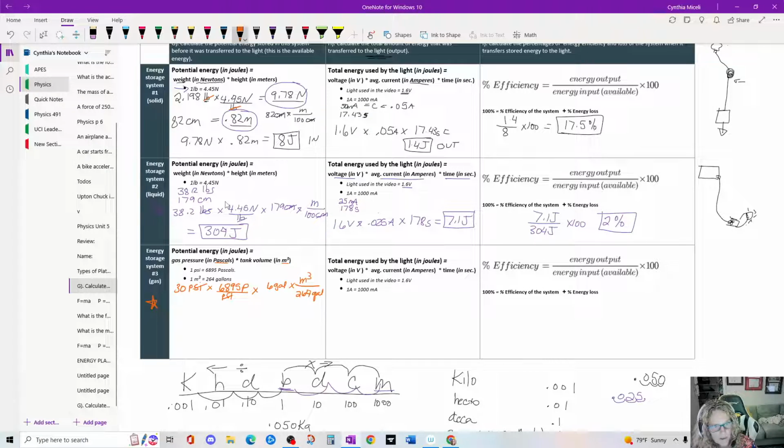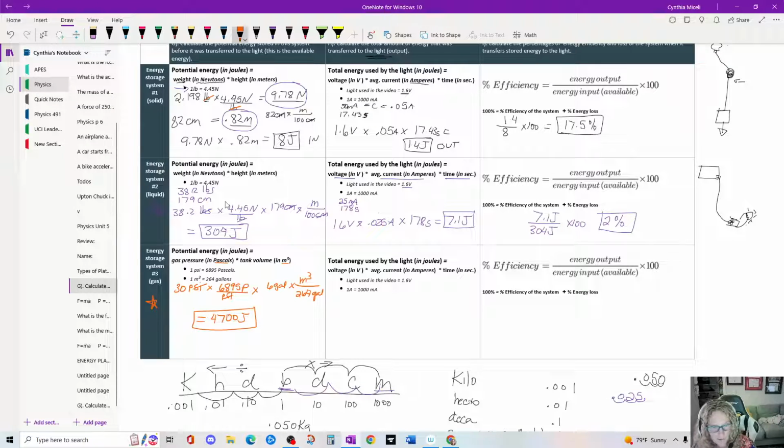So now I have this big long problem. I'm going to do 30 times 6895 times 6 divided by 264 on my calculator. And if I do it right, I should get about 4,700 joules rounded off, which means this has even more energy potential than the other two.